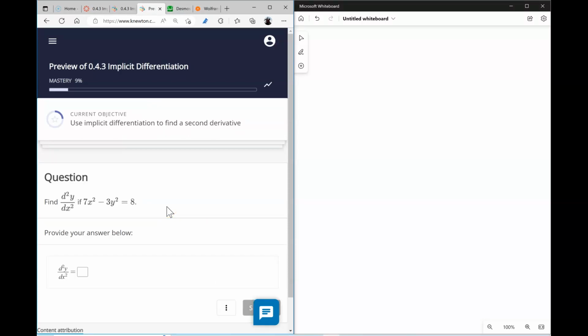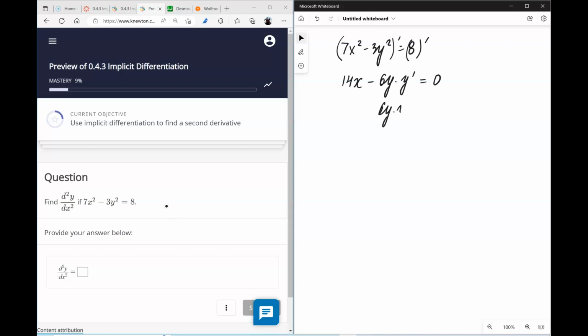Oh, here's our chance to do it the easy way. Let's try. So we're going to differentiate it. On the left side we have 14x minus 6y y prime, all that equals 0. We have 6y y prime equals 14x. We have y prime equals 7x over 3y, and we're going to differentiate this the second time.